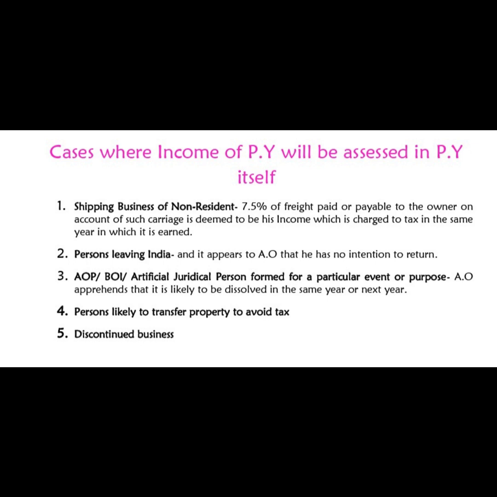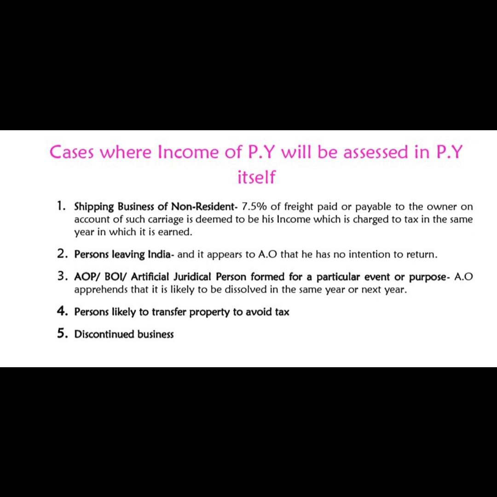Number 3, association of persons, body of individuals or artificial juridical person formed for a particular event or purpose. On fulfilling such purpose, if it seems to the assessing officer that the entity is likely to be dissolved in the same year or next year, in such cases the assessing officer may make an assessment of the income up to the date of dissolution as income of the relevant assessment year.